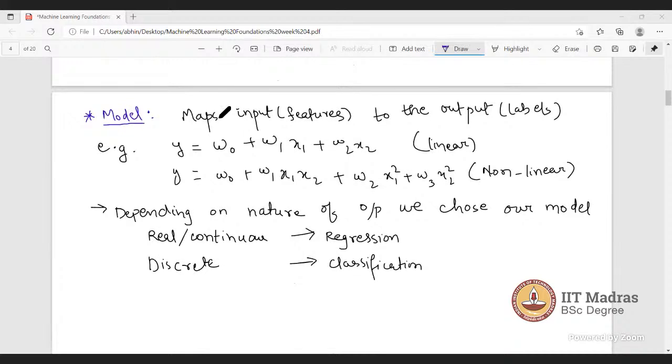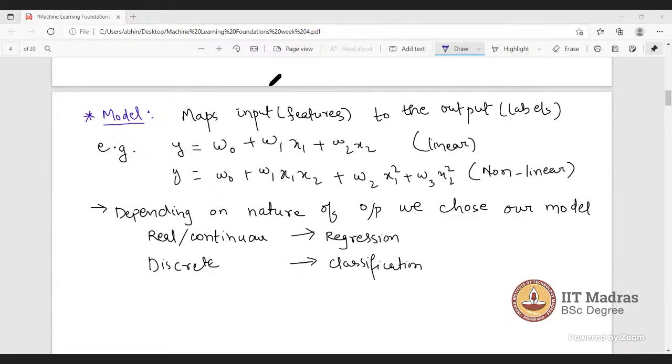So, sir, the next part of the modular approach is model. So what basically is a model? It is a mathematical relationship that maps input or features, because input contains features, to the output or label. Okay, so there can be different kinds of model that we prepare or build out of the training set that we have. So you can see the examples.